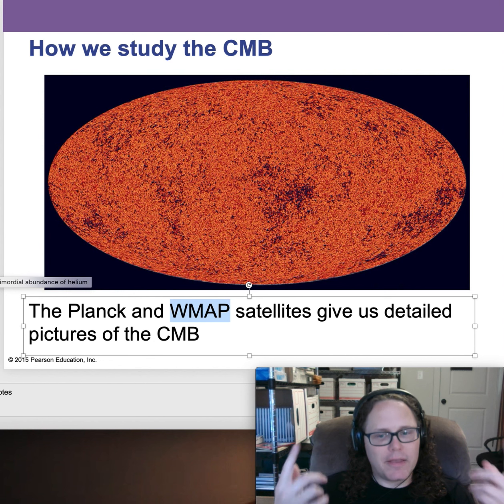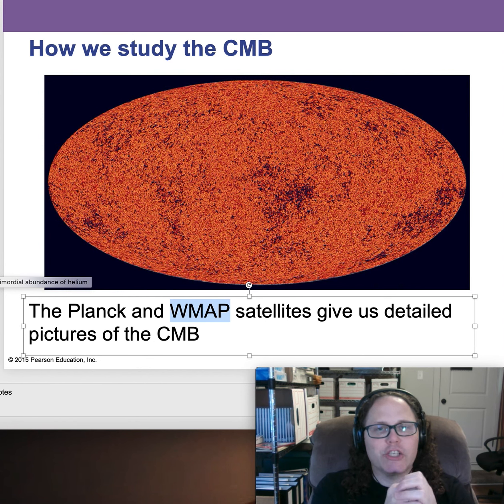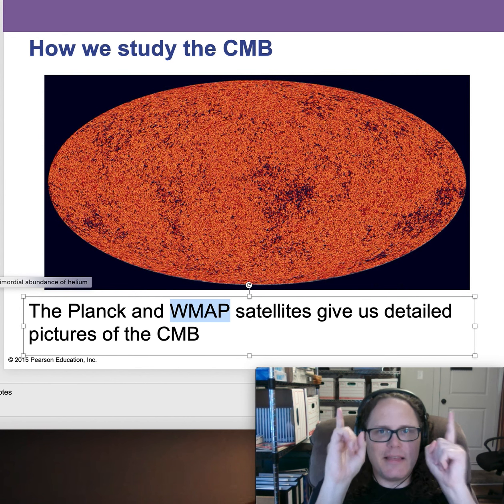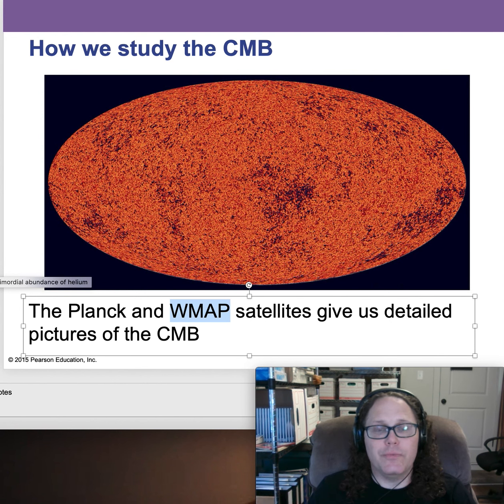If you turn back the clock, the universe was hot and dense enough to glow like a star, and we should still see that radiation. And we do. The cosmic microwave background.